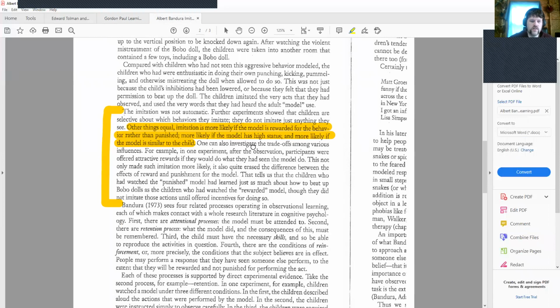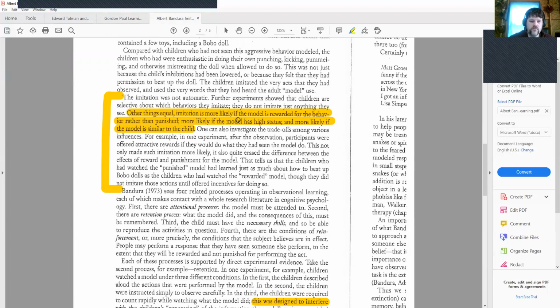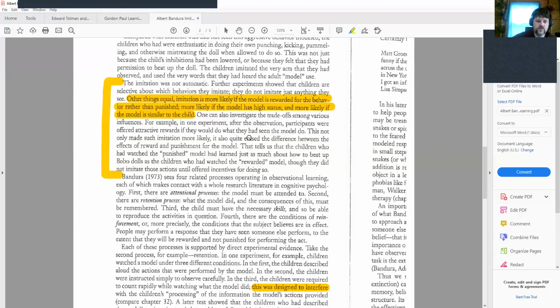And then the idea was, how will the kids, or will the kids, imitate this? And what he found was that imitation is more likely if the model is rewarded for behavior rather than punished. So if you watch someone beat up a Bobo doll and they're rewarded for that in some way, the kid's more likely to imitate that. However, if you punish the adult model who's beating up the doll, then they're less likely to do that behavior. It says imitation is also more likely if the model has a high status, if the model is similar to the child. So if you watch someone who's cool who's doing this, it's different than if it's someone on the fringe, I suppose.